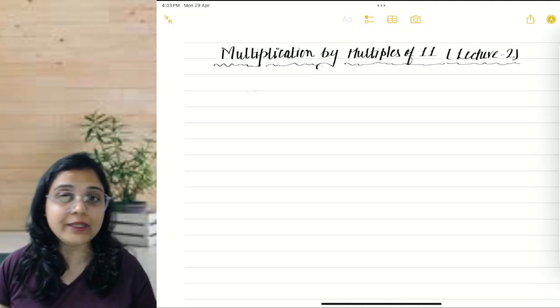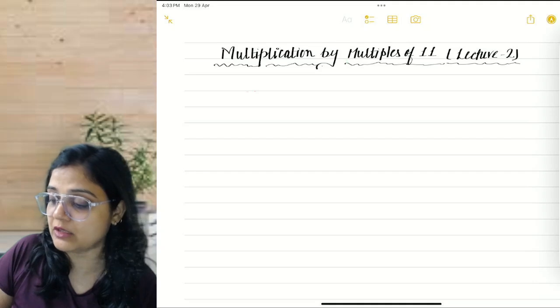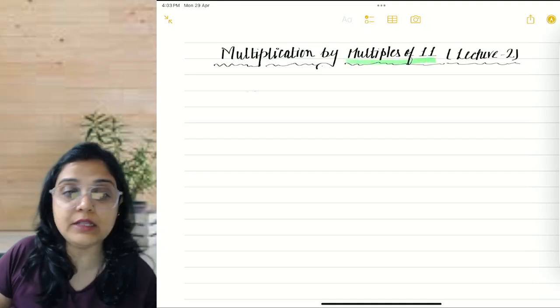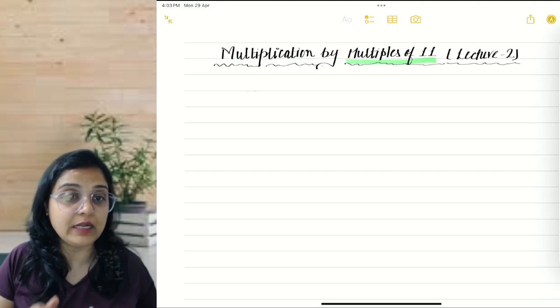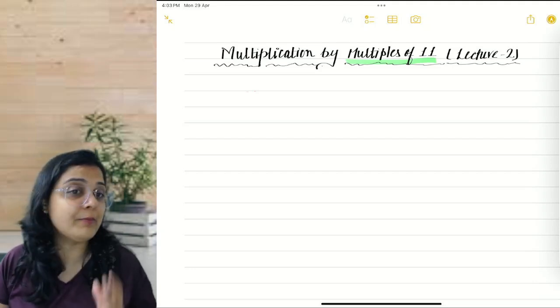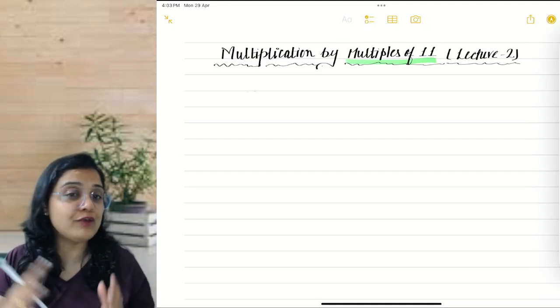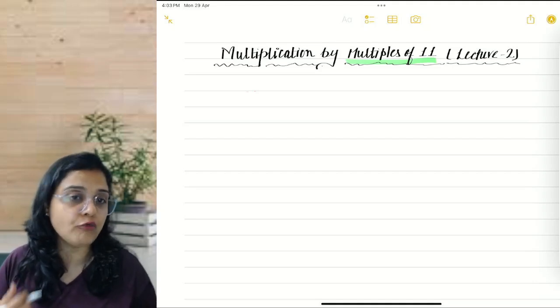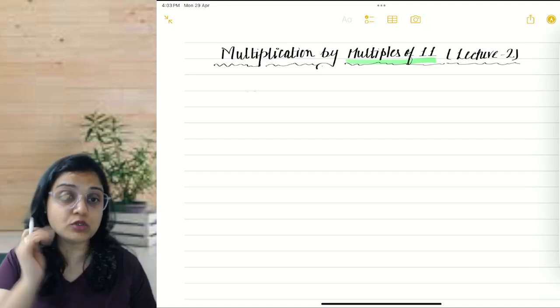Alright. So in today's video, we are going to start with multiplication by multiples of 11. I hope you know the meaning of multiples of 11. But by chance if no, if you are a young one, if you are in class 5 or 6 and you have not done the meaning of multiples yet, so you need to understand the meaning of multiples of 11.